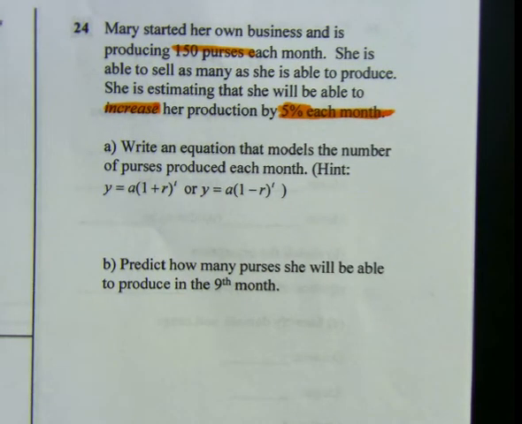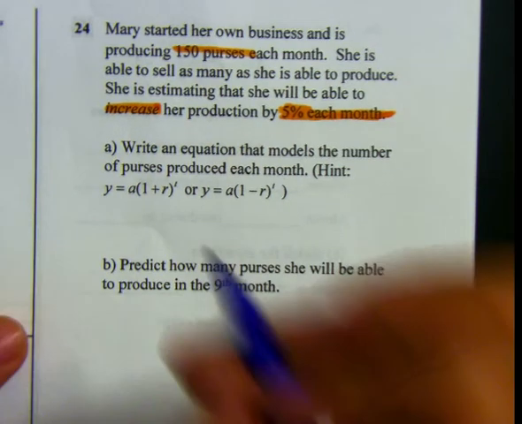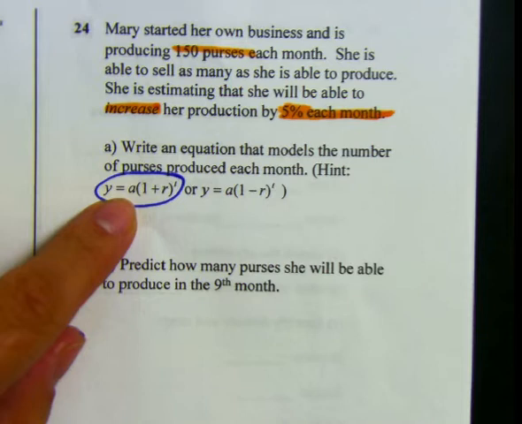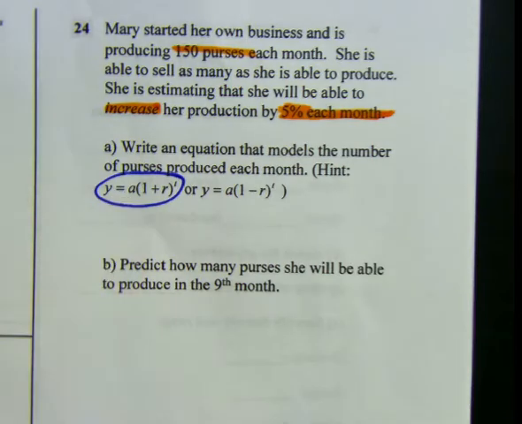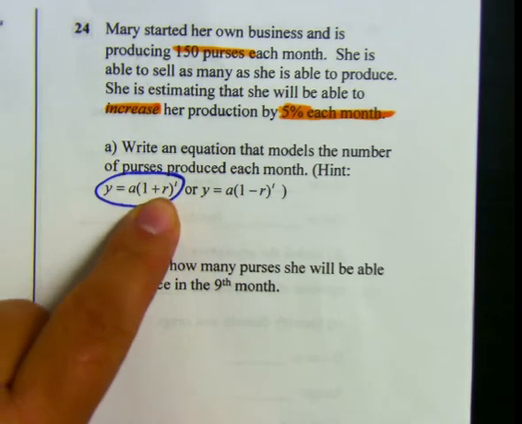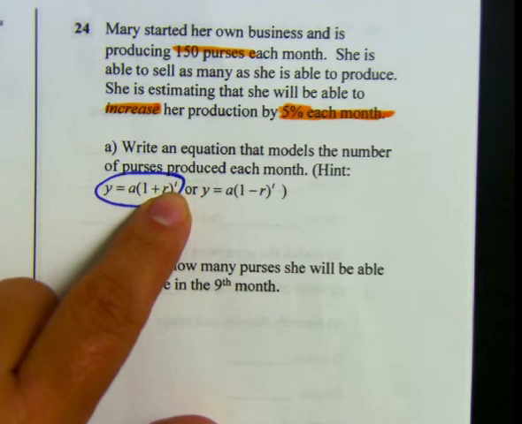So Mary thinks that she can increase her production. So an increase means that we're doing the equation with the plus, not the minus. Minus is decrease. My A value is the initial, so how much she starts with. The rate is the rate at which she is increasing by. Don't forget to change that to percent. And then at this time, t is unknown.